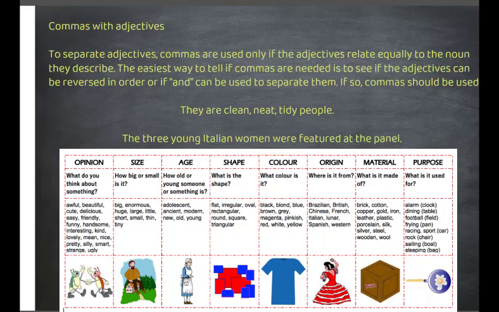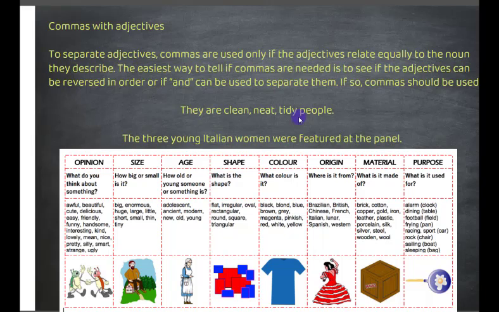Can I reverse the order of the adjectives without messing up the known order of adjectives, or can I use the word "and" in between them? For example, we have, "They are clean, neat, tidy people." Clean, neat, and tidy are all on the same level in the order of adjectives, so they can actually be placed anywhere in that sentence. So we can say "they're neat, tidy, clean," or we can say "they are neat, clean, tidy," however you want.